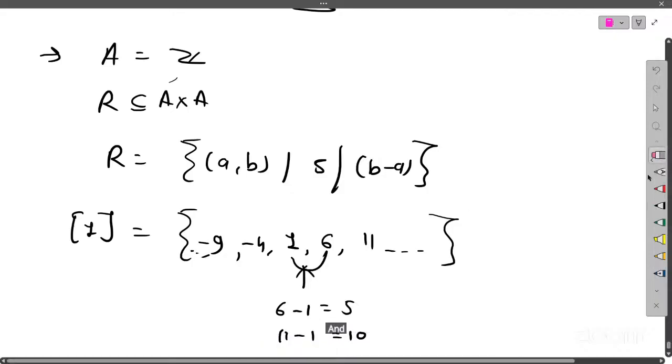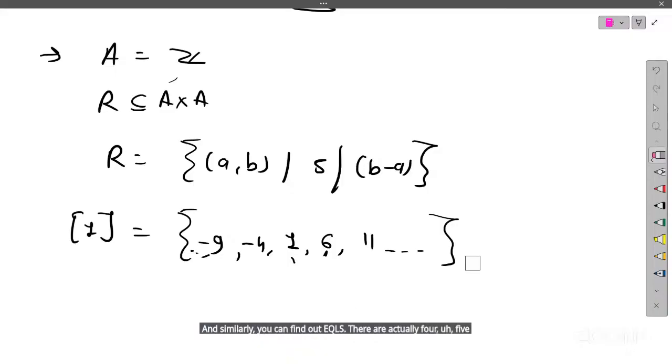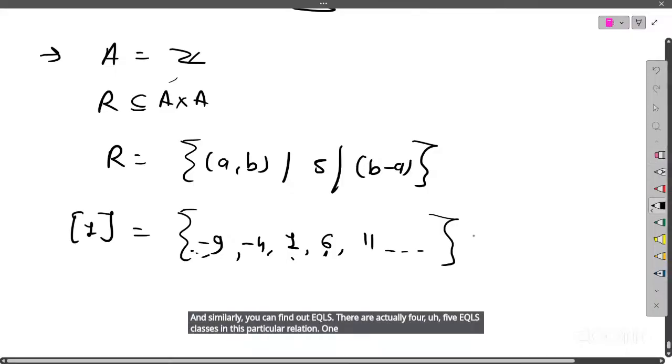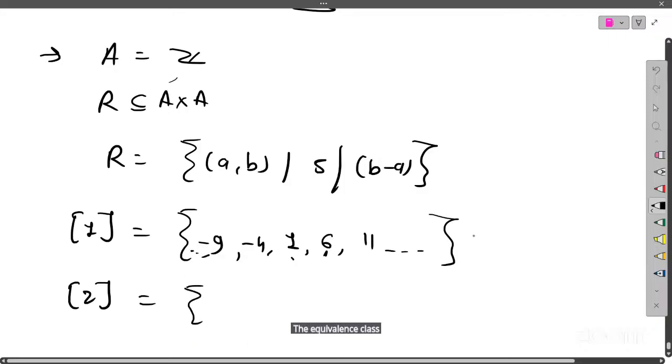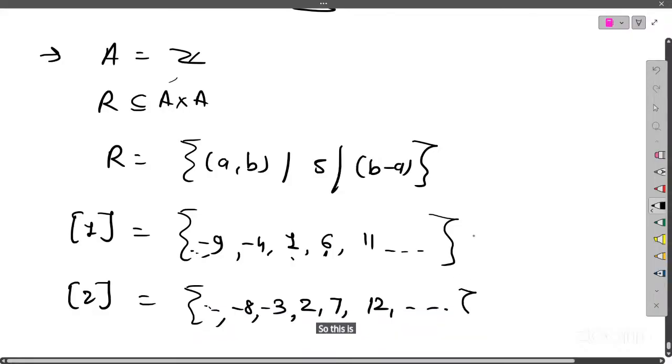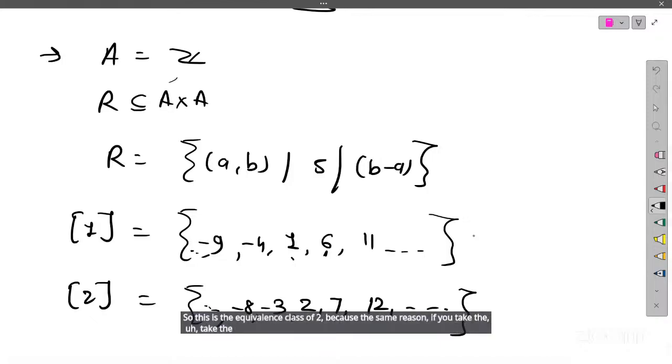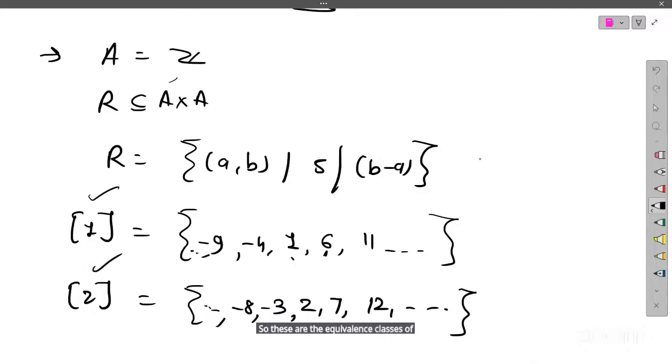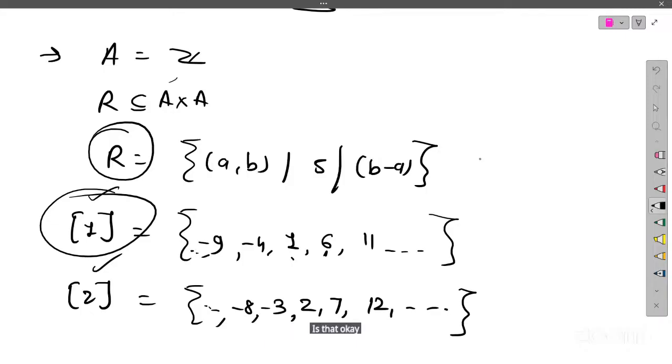And similarly, you can find the others. There are actually 5 equivalence classes in this particular relation. One is the equivalence class of 1. The equivalence class of 2 will have 2, 7, 12, and so on. And on the negative side, minus 3 will be there, minus 8 will be there, and so on. So this is the equivalence class of 2, for the same reason: the difference between any two numbers is a multiple of 5. Similarly, you can find the equivalence classes of 3, 4, 5, and so on. So that's the definition. This is your relation and this is the equivalence class. Is that okay? Yes, ma'am. It's understood.